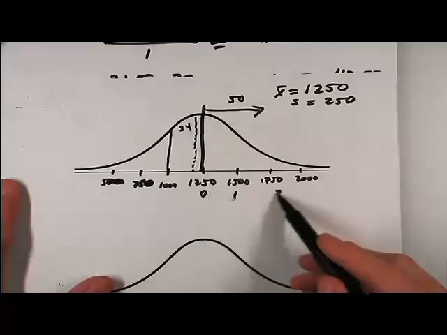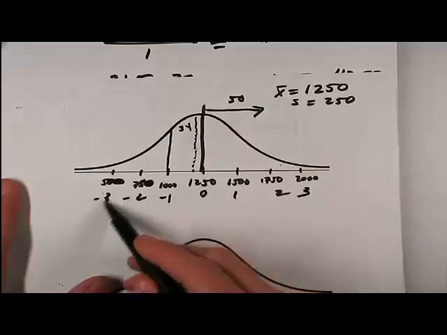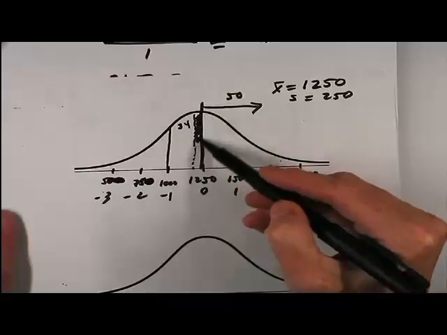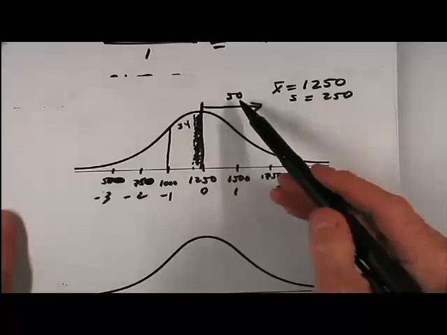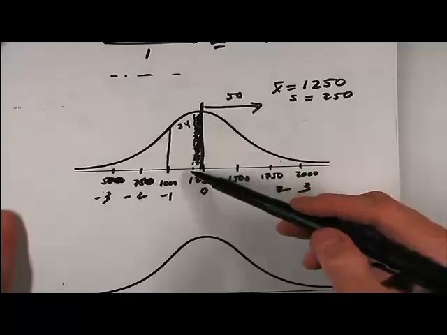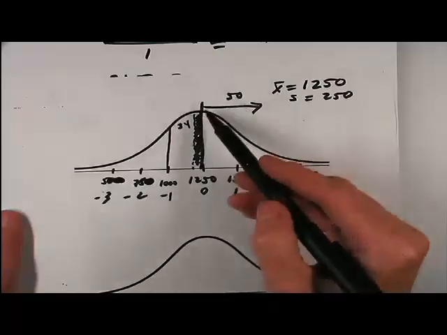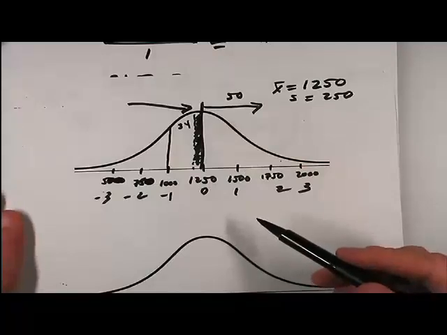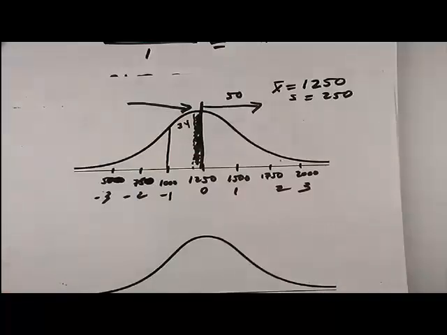So 0, 1, 2, 3, -1, -2, -3. Now, if all of this is 50, what would I look up in my chart to figure this out? 50 minus 5 is equal to the 45%, and the chart only gives you half. So I'm going to be looking up what percent? 5%, right?